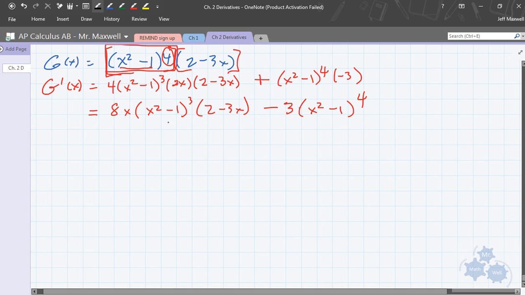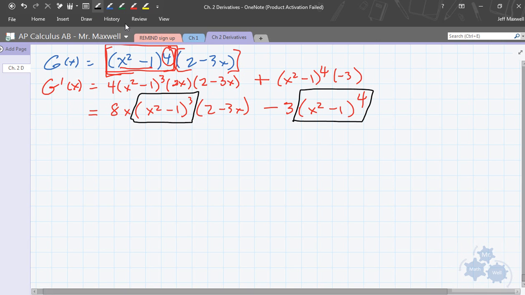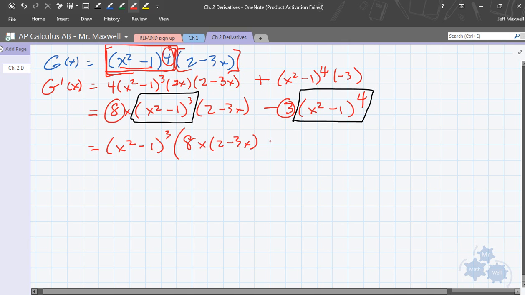And what I was saying earlier is that this is a factor, and this is a factor as well. There's 3 in this one and 4 of them in this one, so I can take out a common factor. There's no numbers that are common factors between those numbers. So you just take out x squared minus 1 to the power of 3. You take that right out. And then what you're left with is 8x times 2 minus 3x, which we probably will expand, minus 3 times x squared minus 1 to the power of 1. That's what's left over, right? Because there's 4 here, I took 3 out.